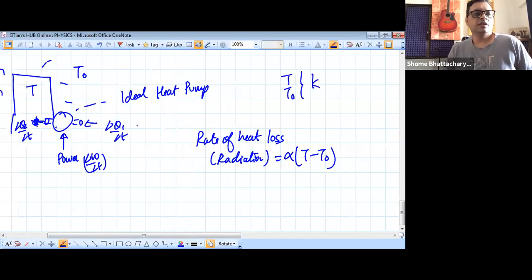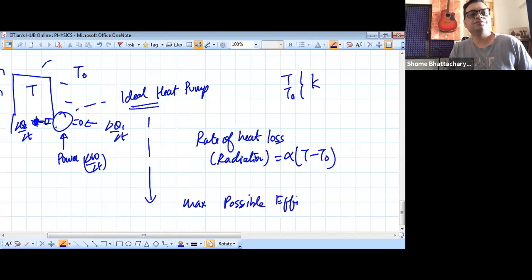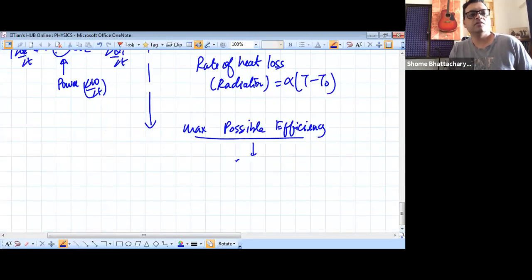Okay. Now remember, it said it's an ideal heat pump, so we should assume that it should have the maximum possible efficiency. So that is the efficiency of a reverse Carnot engine. That concept we use.